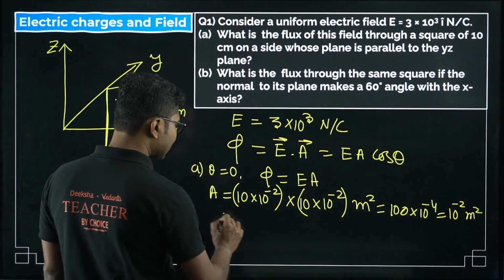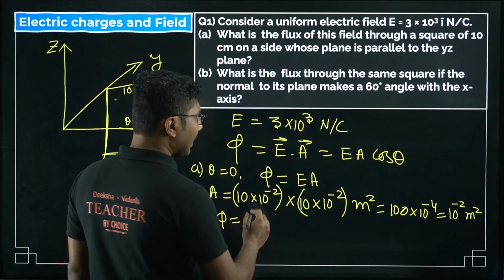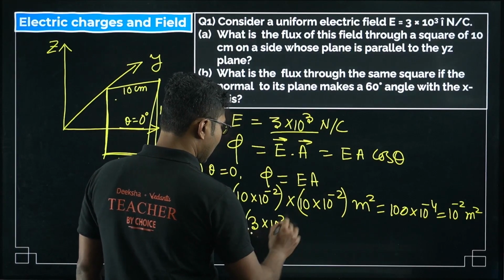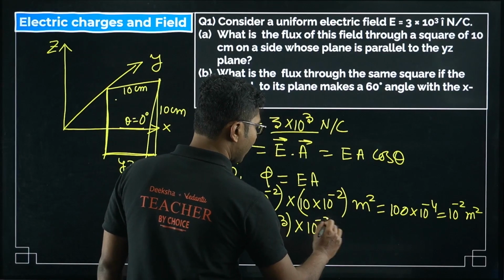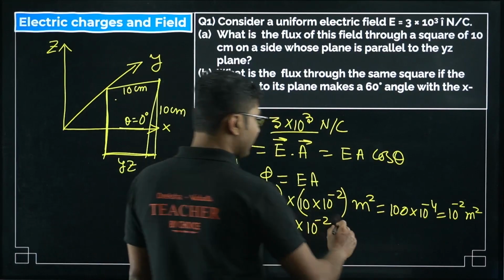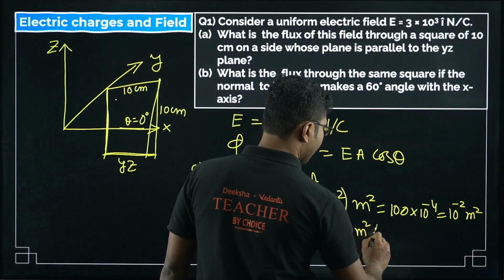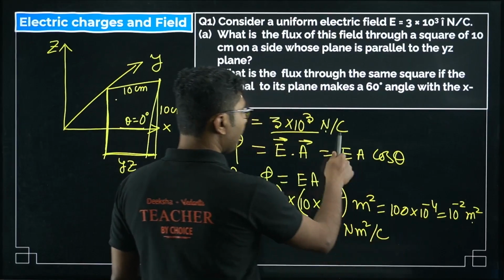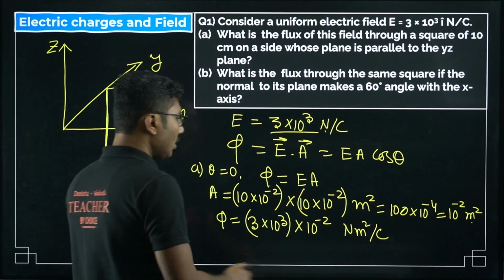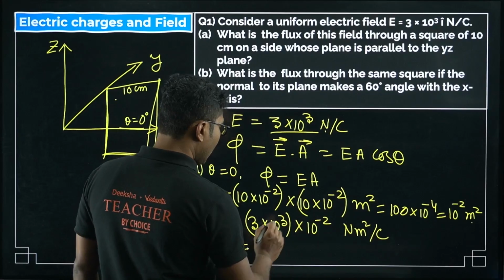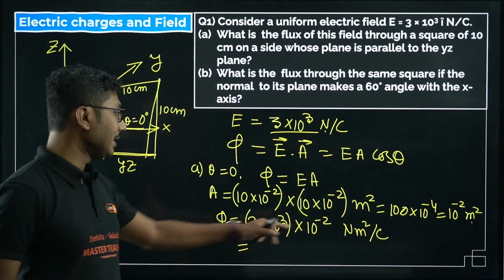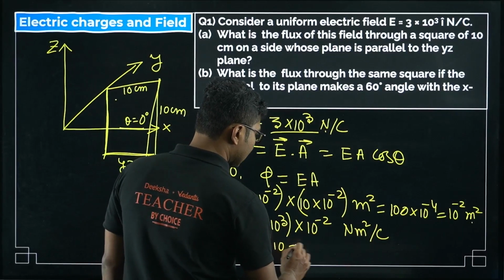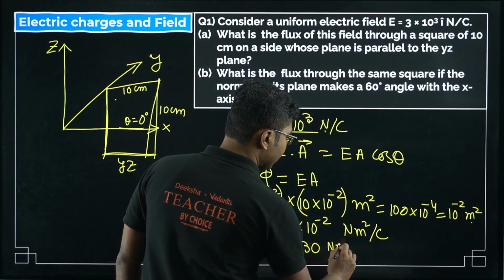Now what is the flux? The electric field is given as 3 into 10 to the power of 3, and the area we have calculated as 10 to the power of minus 2. So flux is in Newton meter square per coulomb. Unit is very important. So what is the value then? 3 into 10 to the power of 3 into 10 to the power of minus 2, that is 3 into 10 only. 3 into 10, that is 30 Newton meter square per coulomb.